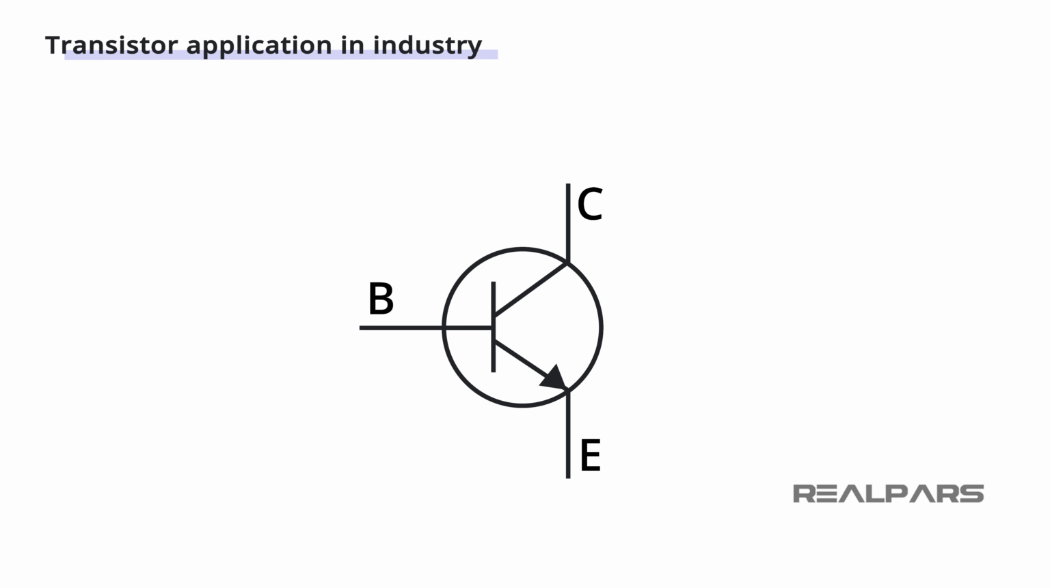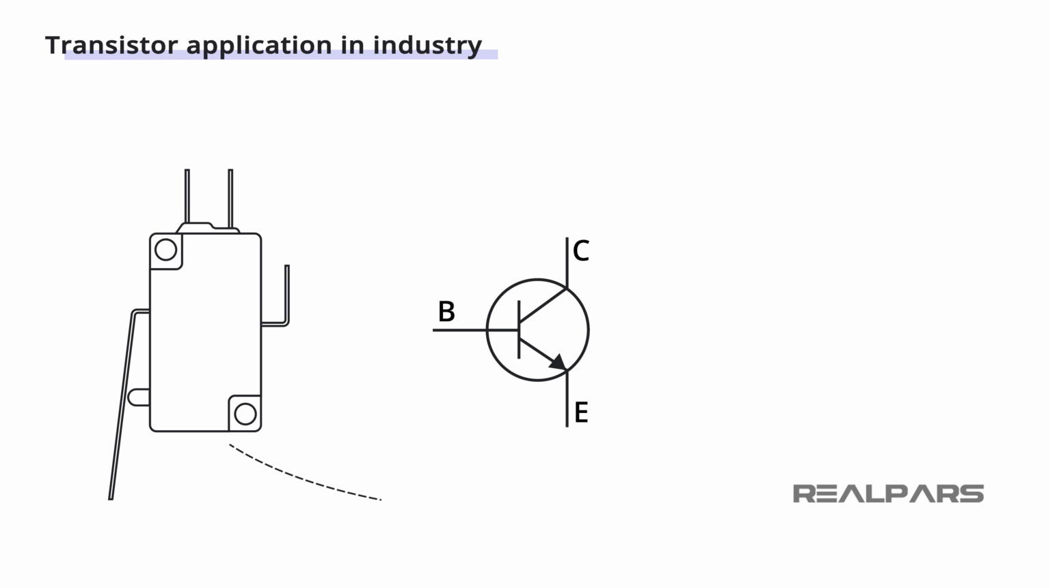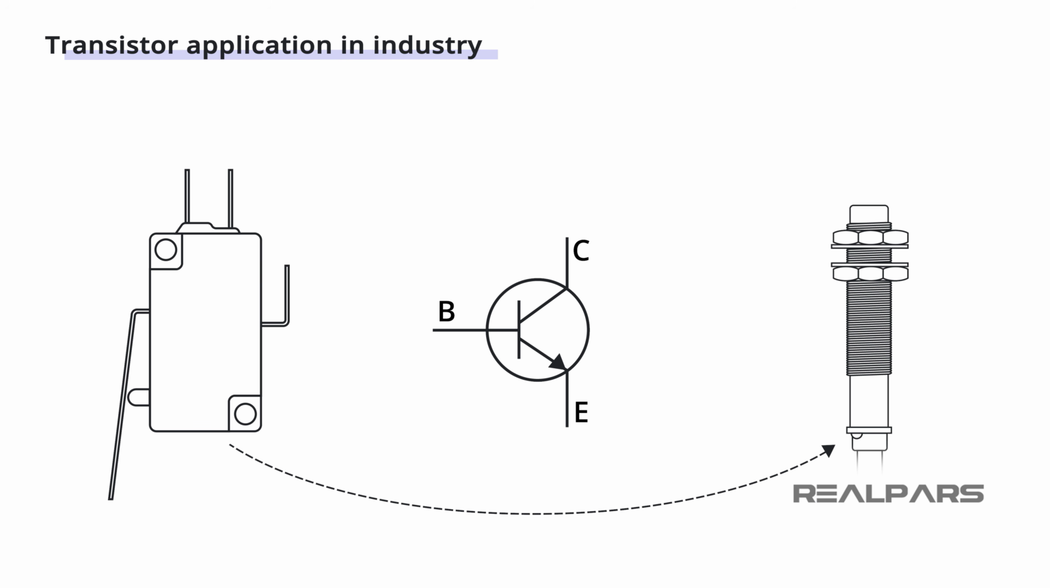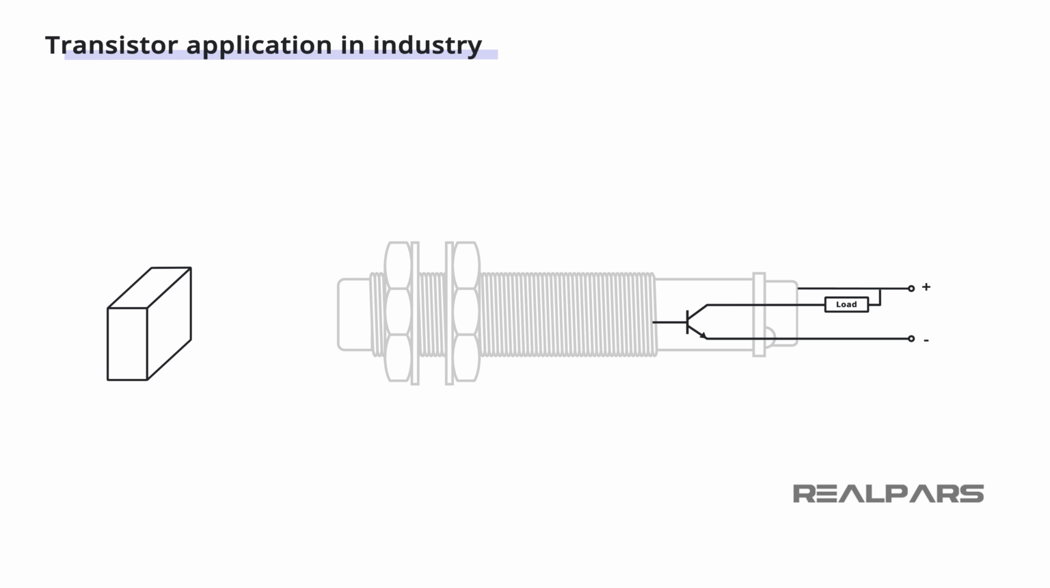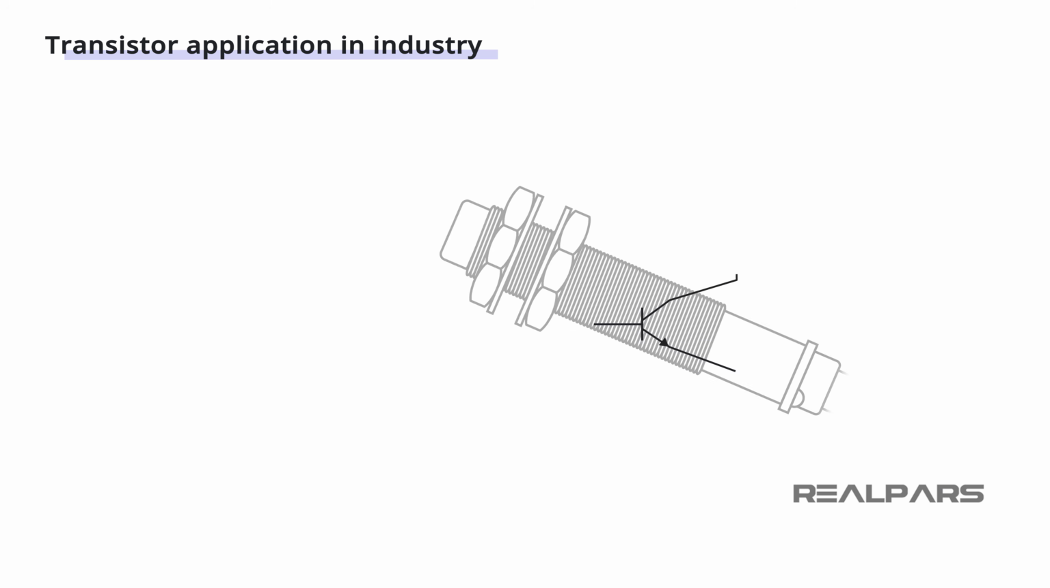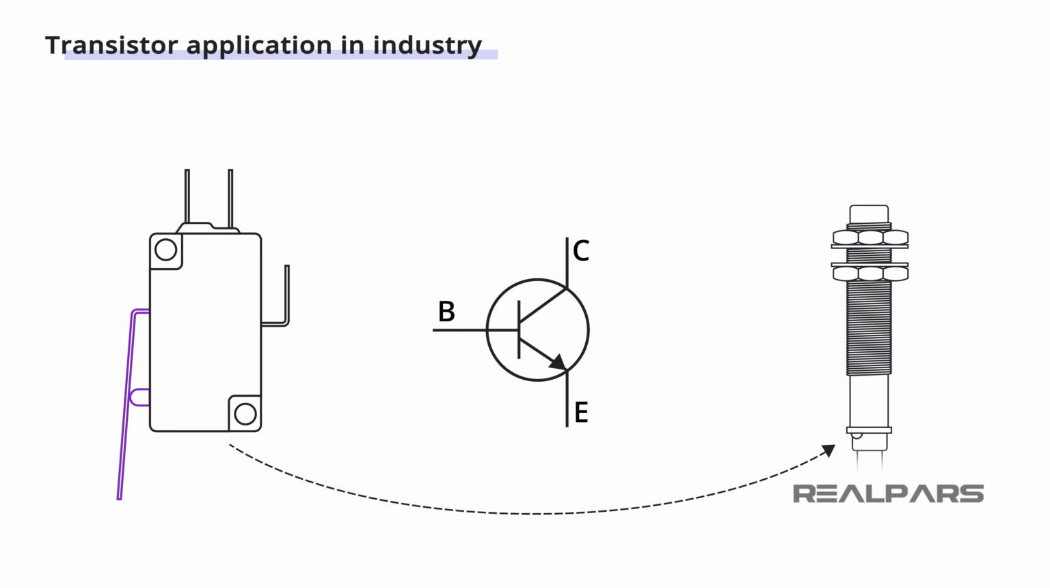Transistors are used in industry as well. For example, traditional limit switches are being replaced with active proximity sensors. The output of an active proximity sensor is a transistor switch. With no moving parts and nothing to wear out or break down, the active proximity switch is the hands-down winner over a mechanical limit switch.